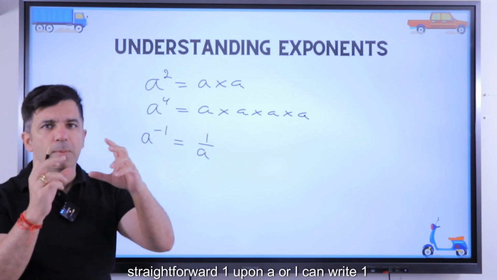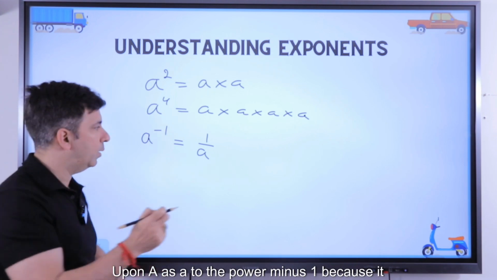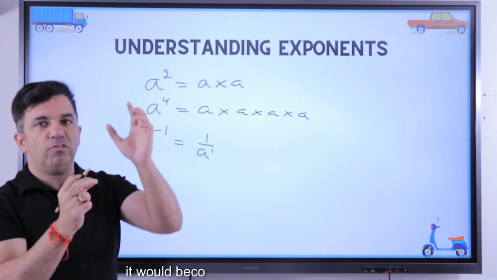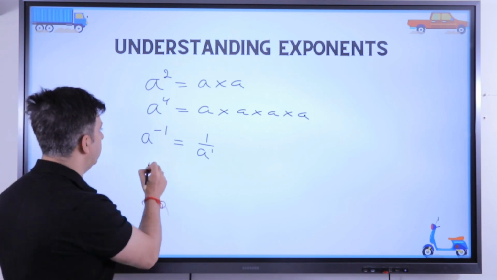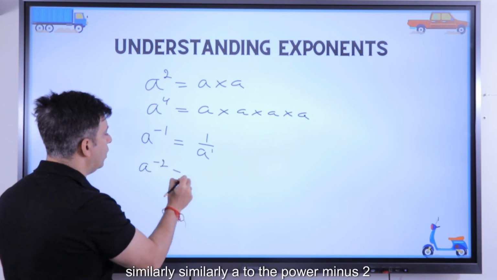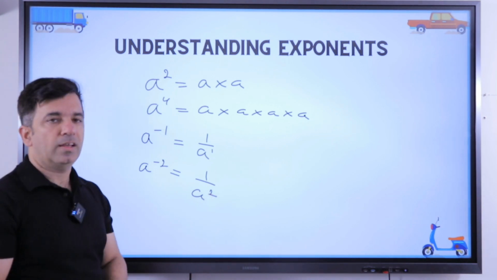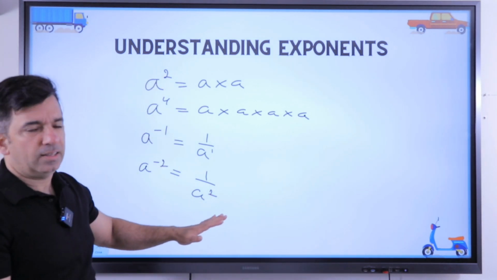Or I can write 1 upon a as a to the power minus 1, because it is a to the power at the bottom, and if I take this term in the numerator, it would become a to the power minus 1. Similarly, a to the power minus 2 would make it 1 upon a square. So this is the basic understanding.